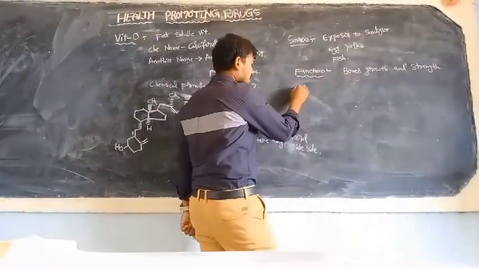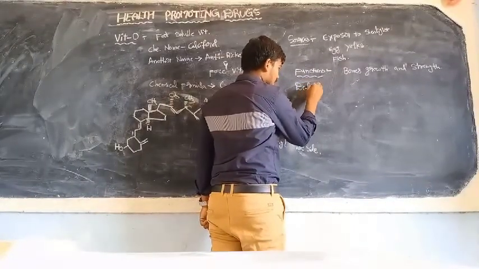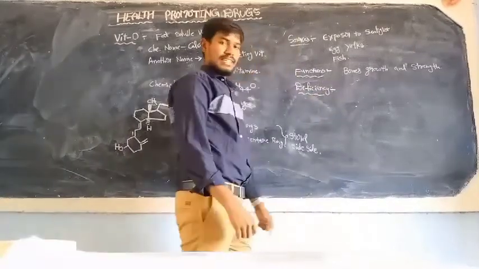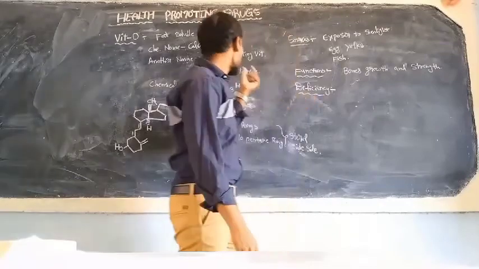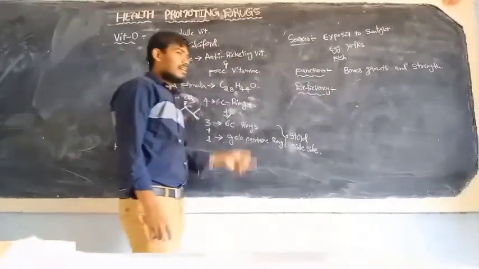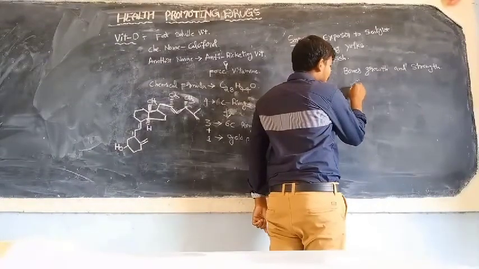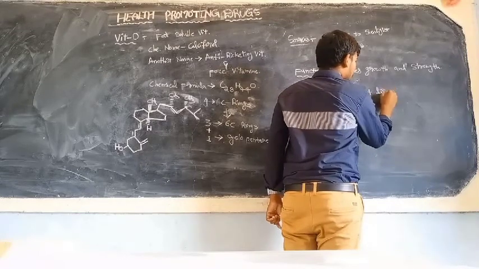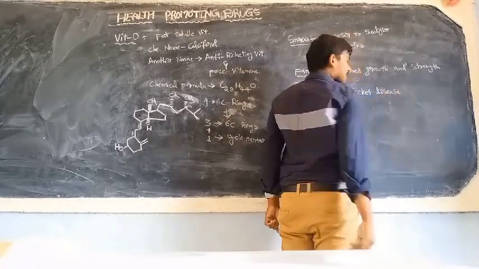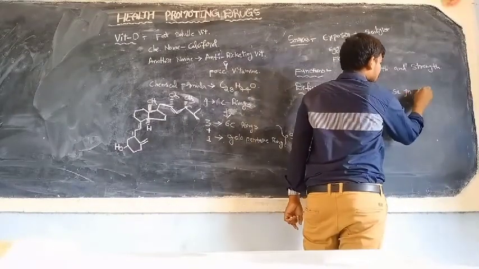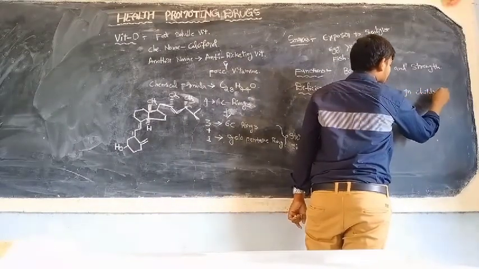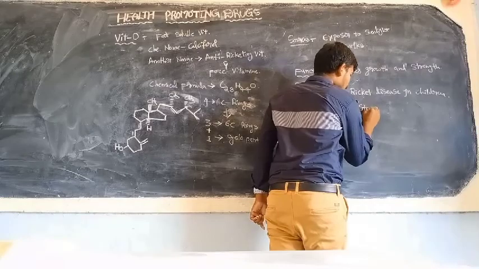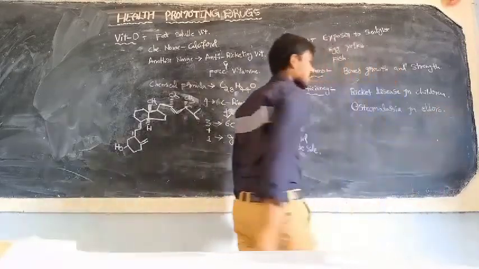Next, deficiency. The deficiency of vitamin D causes rickets disease in children, and osteomalacia in adults.